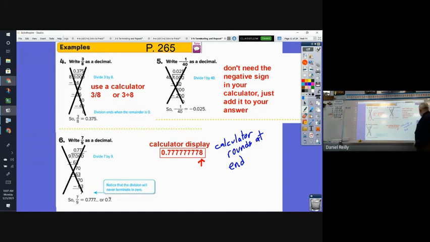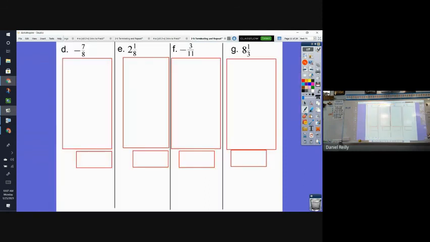Okay, so 0.7 repeating is the answer to 7/9. All right, so let's do these 4 problems with a calculator, not long division, which is what all this space is here. We'll do them with a calculator. That one.